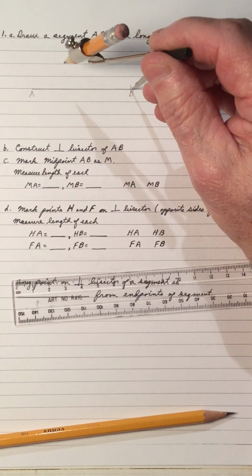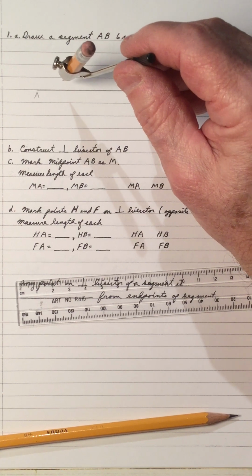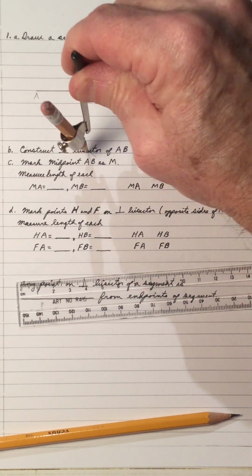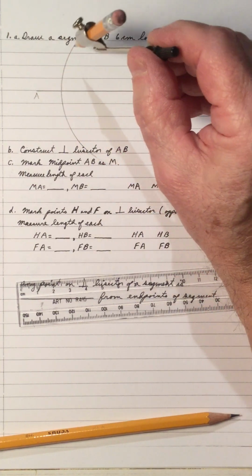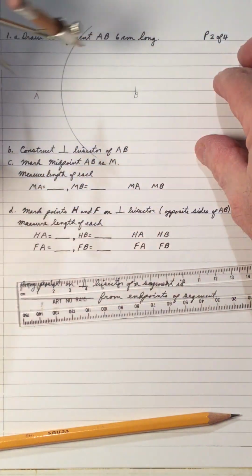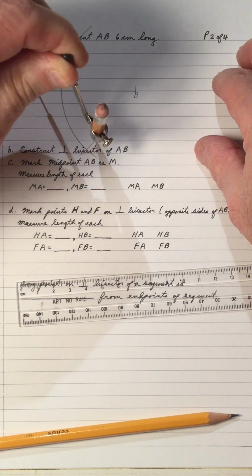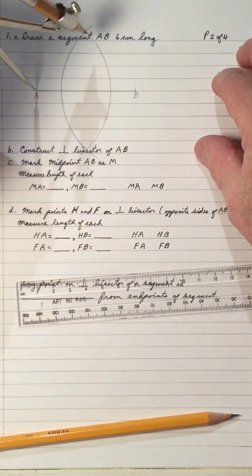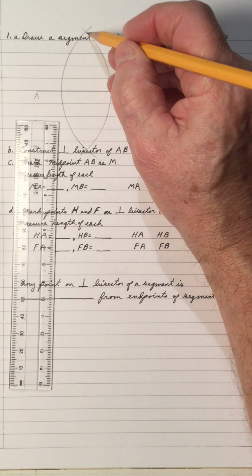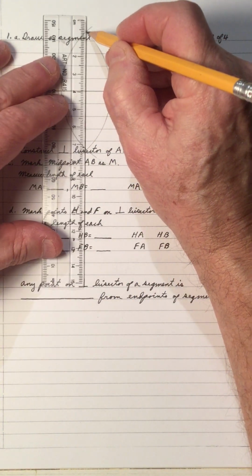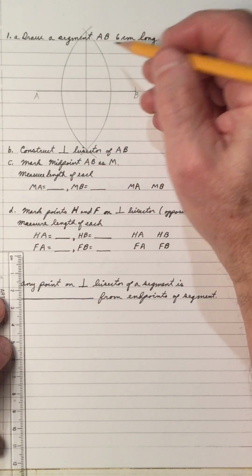I will draw the perpendicular bisector by doing two sets of arcs, an equal distance from A and B. So I have a circle here. I'm not drawing the whole circle, just part of it. Then I place my compass at A using the same radius, and I have my two arcs drawn.